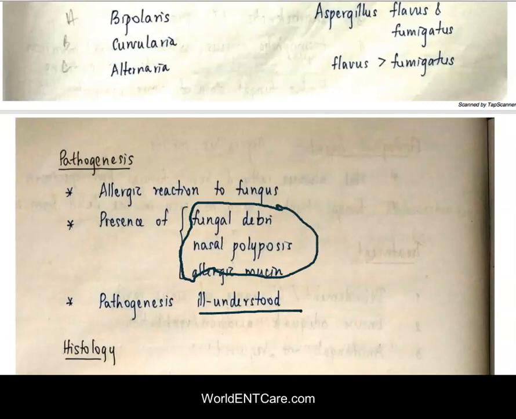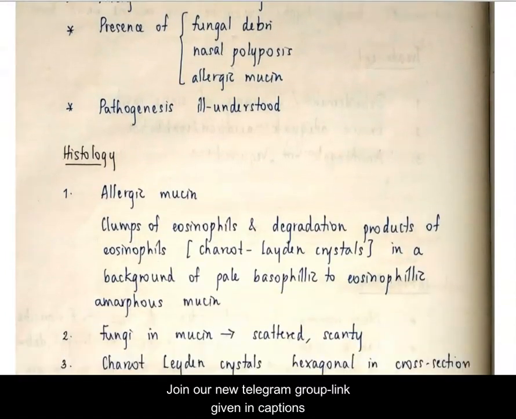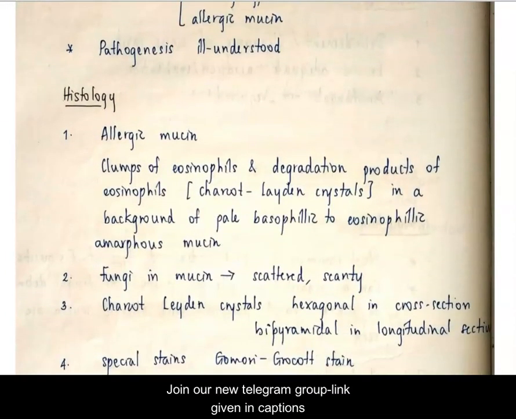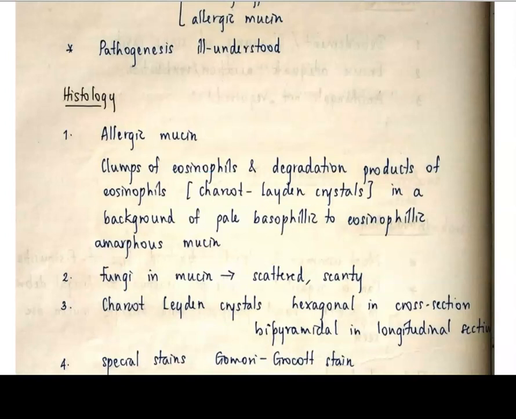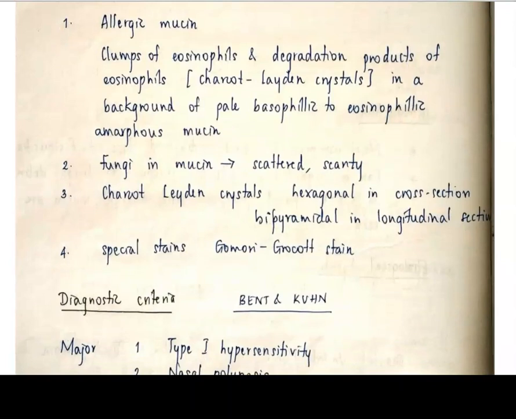allergic fungal rhinosinusitis. Coming to histology, in allergic mucin we will see clumps of eosinophils and degradation products of eosinophils, called Charcot-Leyden crystals, in a background of pale basophilic to eosinophilic amorphous mucin. Fungi in mucin, Charcot-Leyden crystals are hexagonal in cross section and bipyramidal in longitudinal section. The special stain used is Gomori methenamine silver stain.